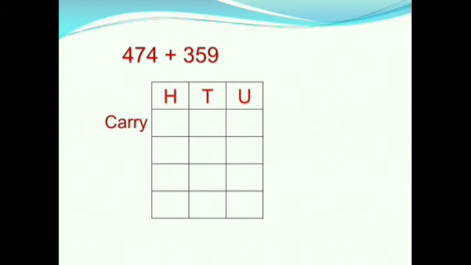Children, see the next question. 474 and 359. First write the digits in the vertical column according to the place of digits. Which place digits we should add first? Yes, we should add first units place digits. Which digits are there in the units place? The digits in the units place are 4 and 9. 4 plus 9 is equal to 13. Write 3 in units place and carry 1 to the tens place.